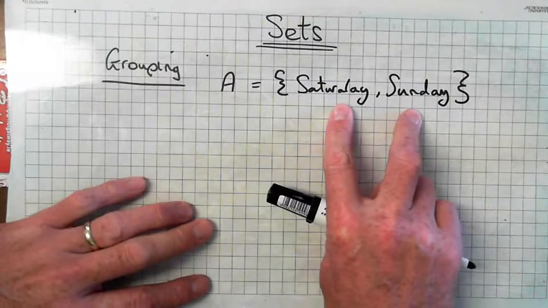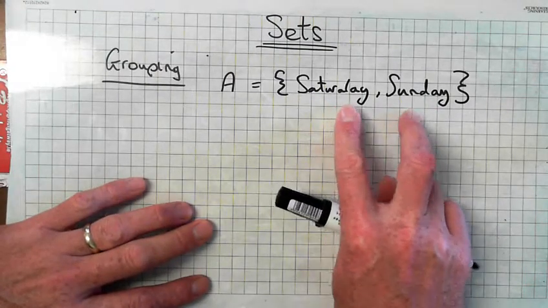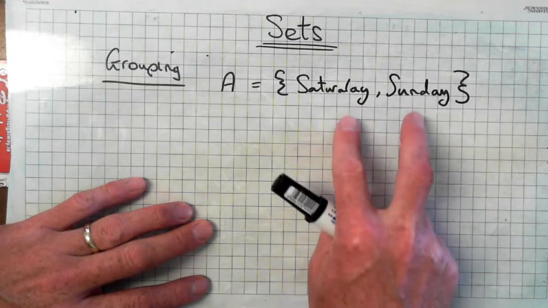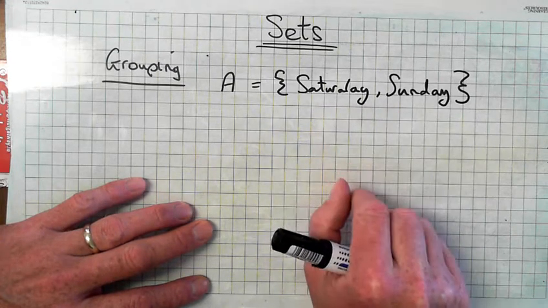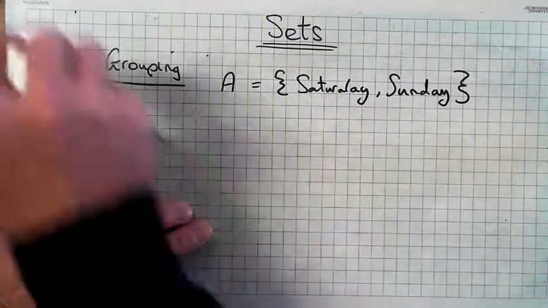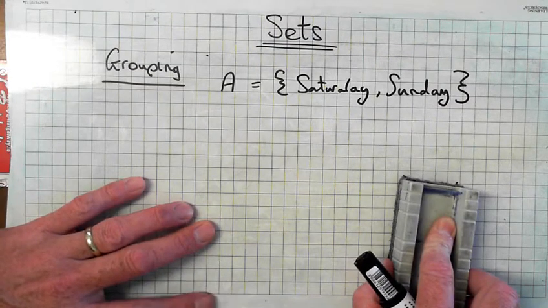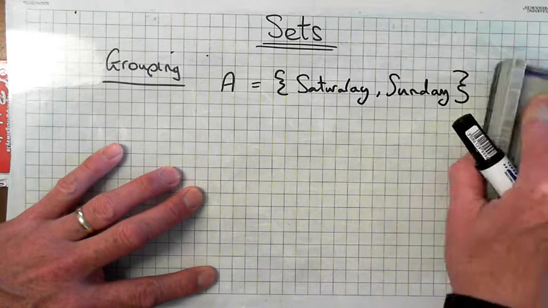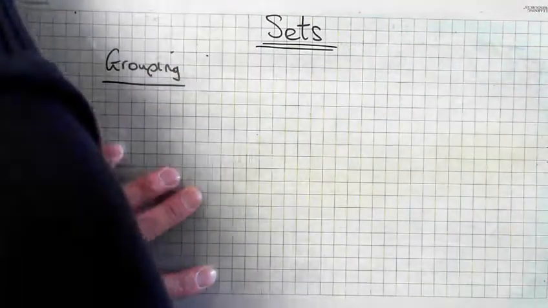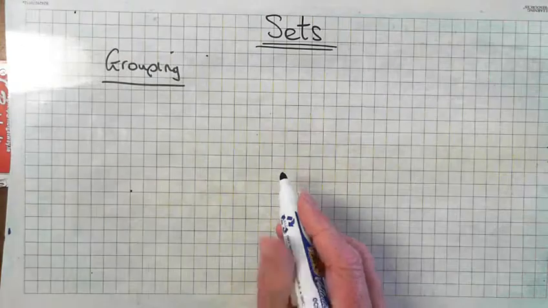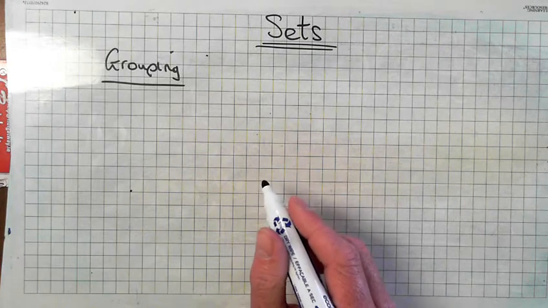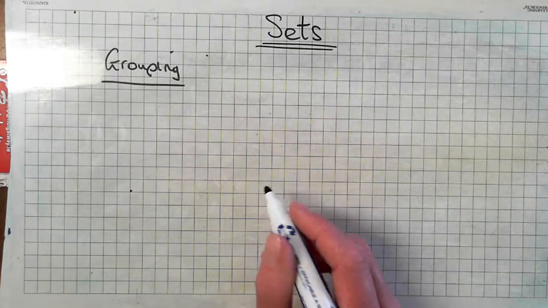How many elements are inside the set? Two. Can you describe in words what these elements mean? Yeah, the weekend, isn't it? Saturday and Sunday. So A is the set that includes the weekend. Or you could say they're the days that are not during the week. Actually, you can say it backwards.